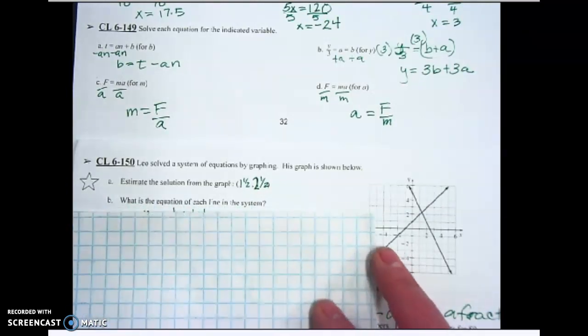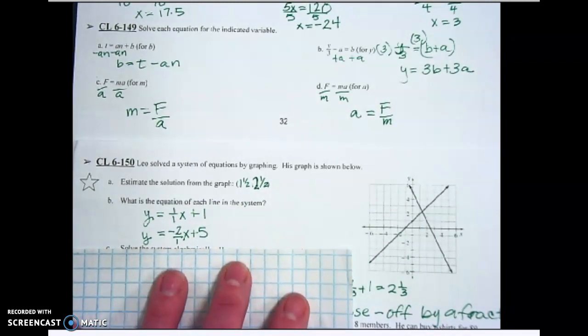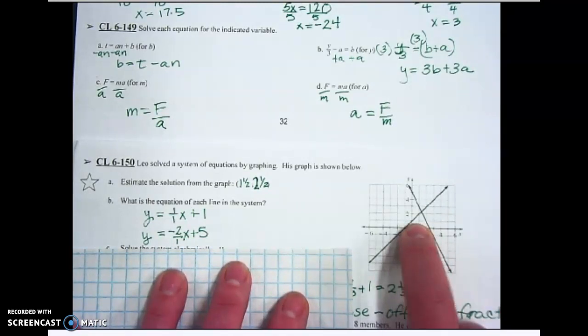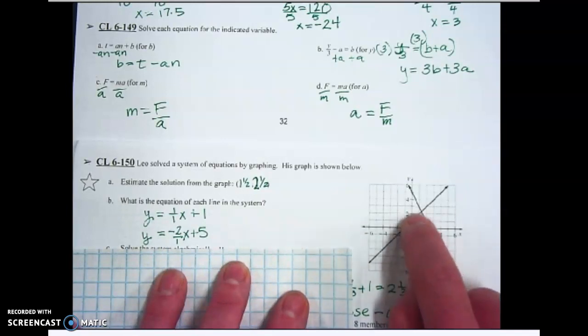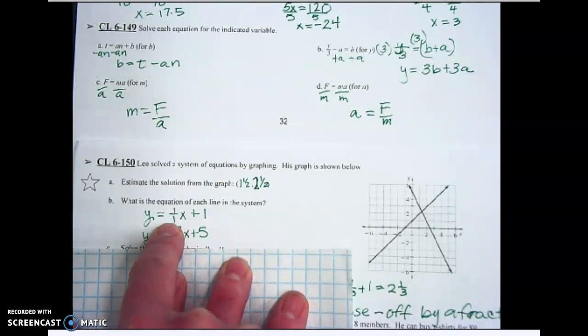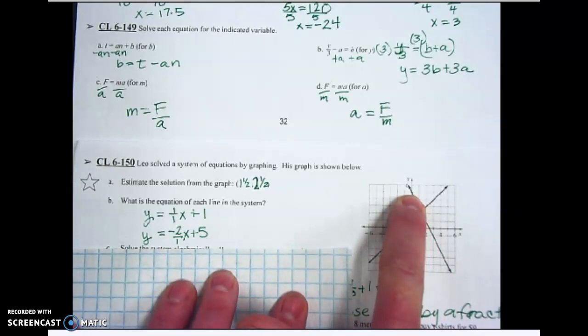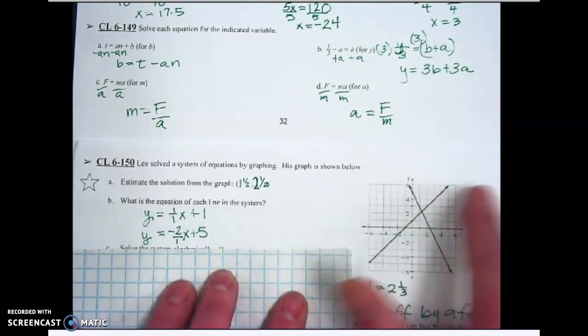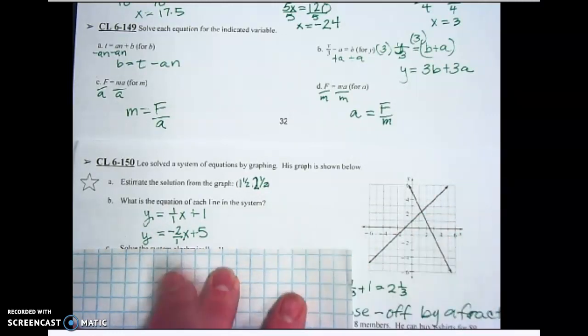All right. Part B says, what is the equation of each line in the system? So this first line that's going up, it's crossing right here at positive 1. So I put a 1 where the y-intercept goes. And then the slope is up 1 over 1, up 1 over 1. So I put 1 over 1. The second line crosses the y-axis at positive 5. And then it's going down 2 over 1, down 2 over 1. So I wrote negative 2 over 1.